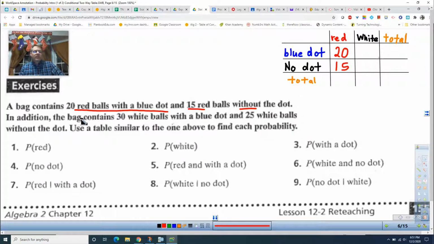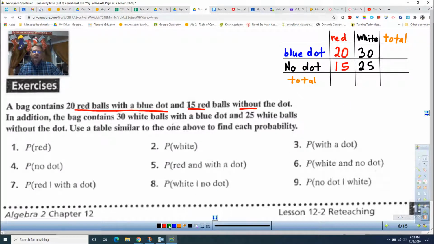Now, in addition to the bag, there are 30 white marbles. Okay, I'm just going to use black, I guess, because white won't show up on white very well. So in addition, the bag contains 30 white, oh, not marbles, balls, with a blue dot. So white with a blue dot, that's 30. Okay, and then it says 25 white balls without the dot, so that's 25.